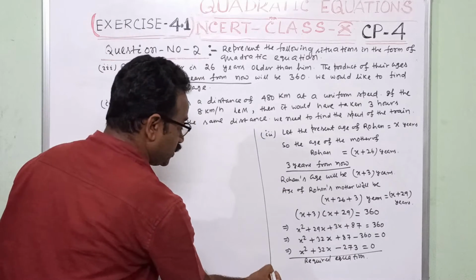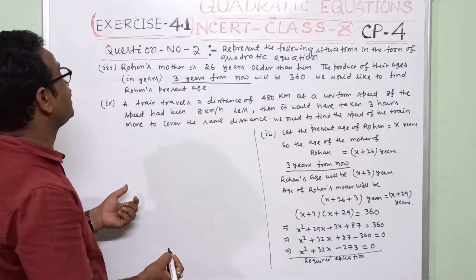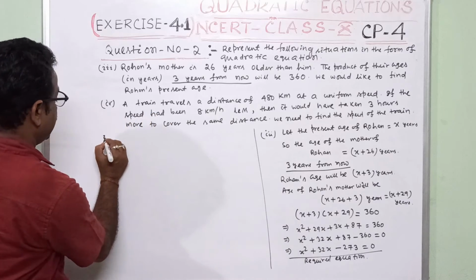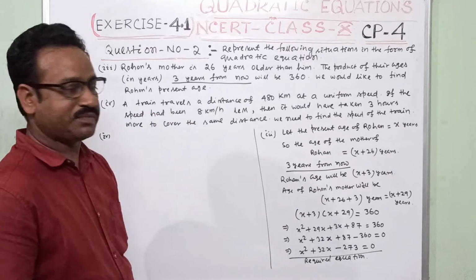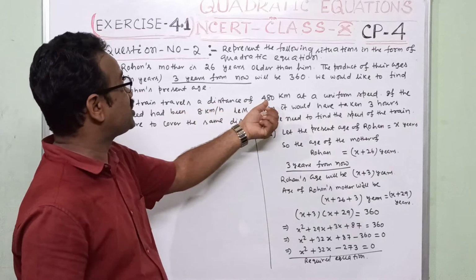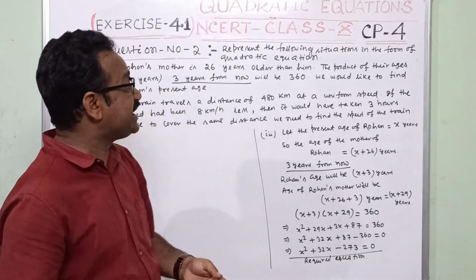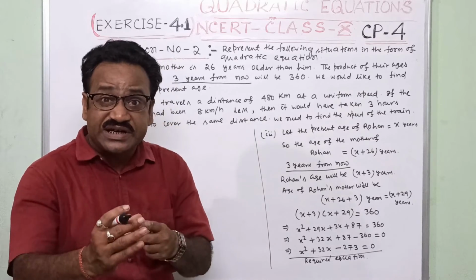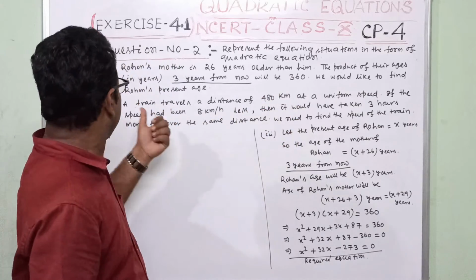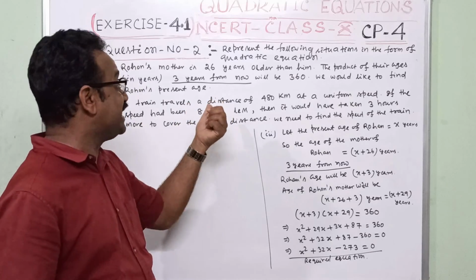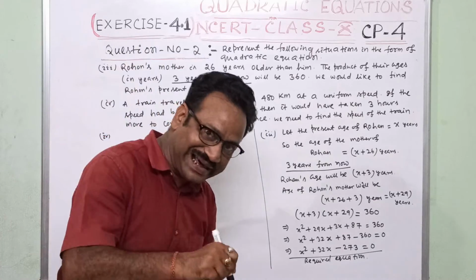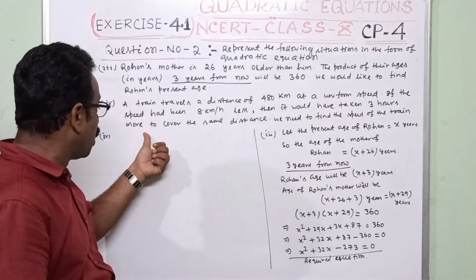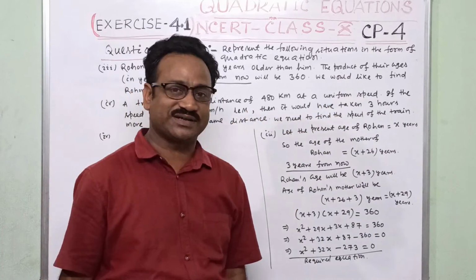Now move on to the next and the last bit of this exercise, bit 4. Speed problem. A train travels a distance of 480 km at uniform speed, not average speed. If the speed had been 8 km per hour less, then it would have taken 3 hours more to cover the same distance.